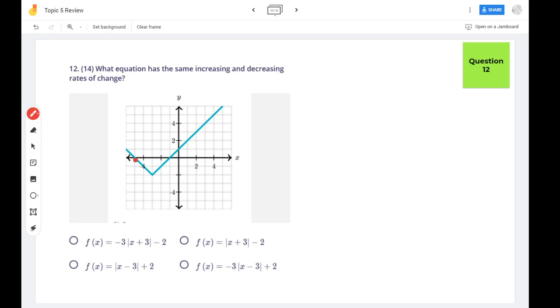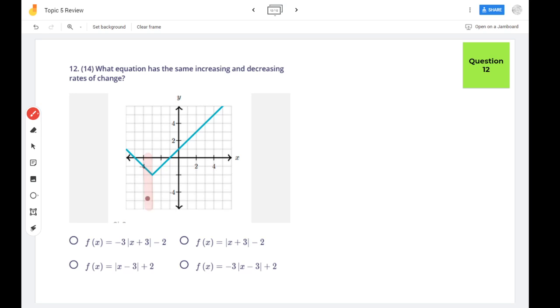In this example, it's kind of a strange question and not one that you see very often. So what we do is we have this graph here, and it says which equation has the same increasing and decreasing rates of change. So I'm actually going to be taking this graph and I'm going to highlight the parts of the graph that are increasing and decreasing.